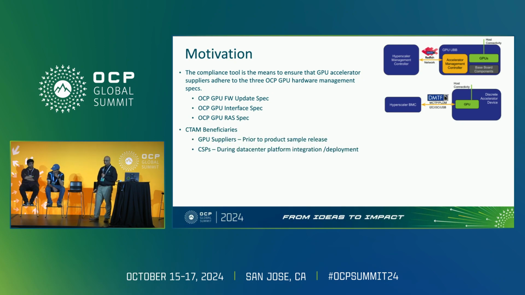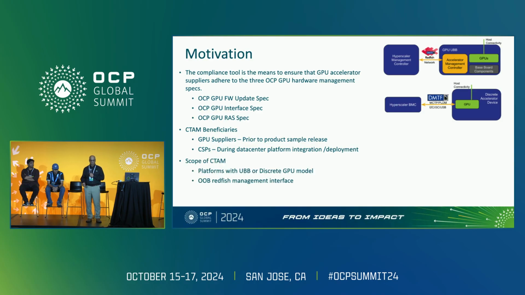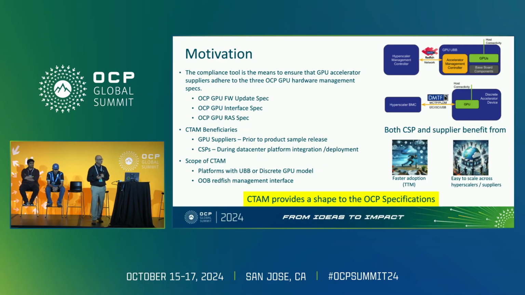The tool benefits CSPs as they consume accelerator-based modules in their data centers during deployment or integration, as well as GPU vendors when they are shipping products. The tool uses Redfish APIs, and by keeping everything consistent, it reduces the time to market of adopting servers with GPUs in the data centers, and also enables scale. The tool adheres to OCP specifications, and Rajat is going to go into details on those.